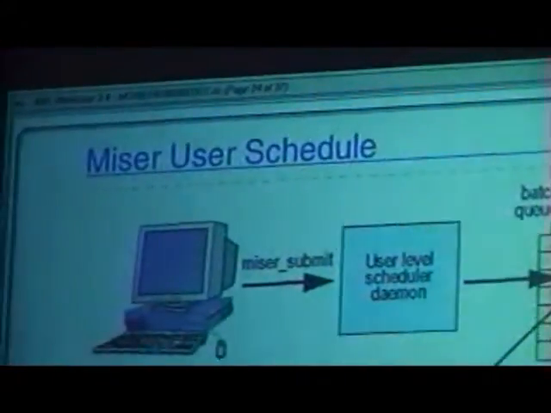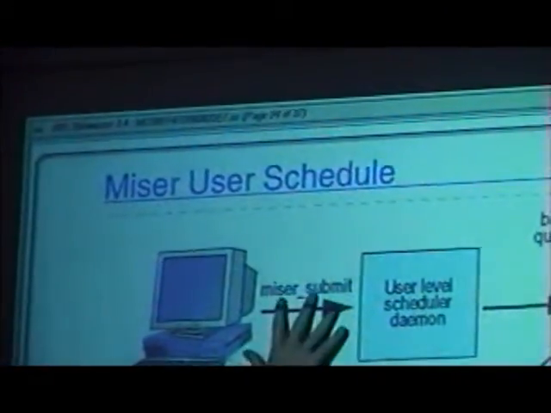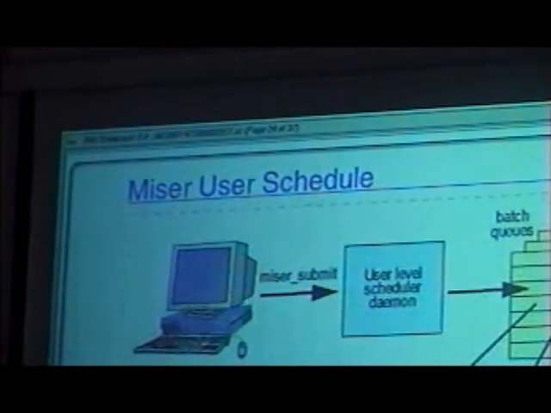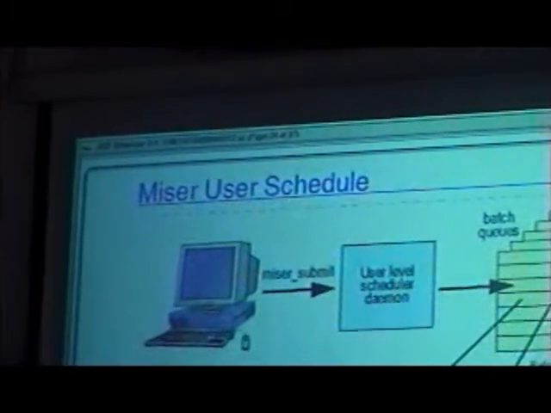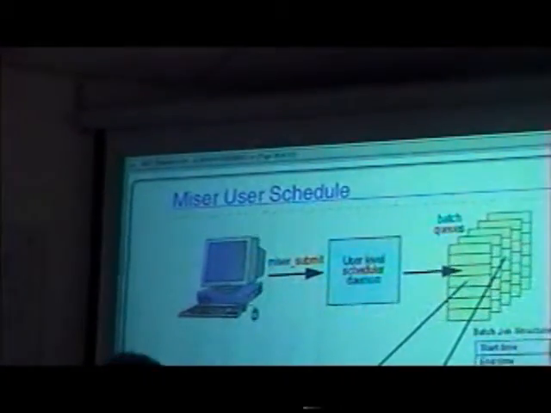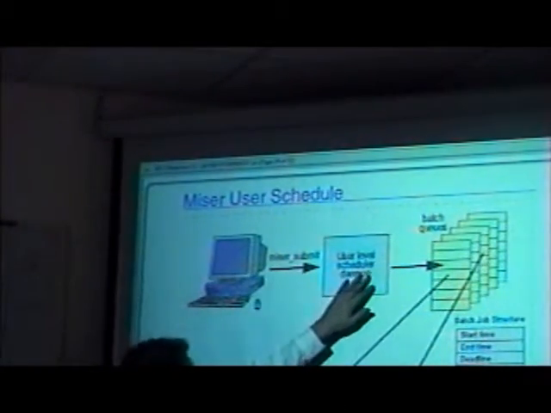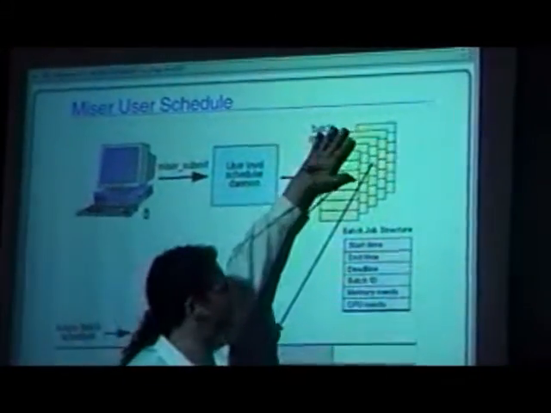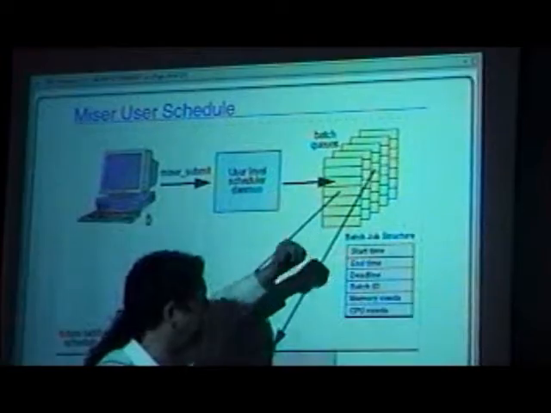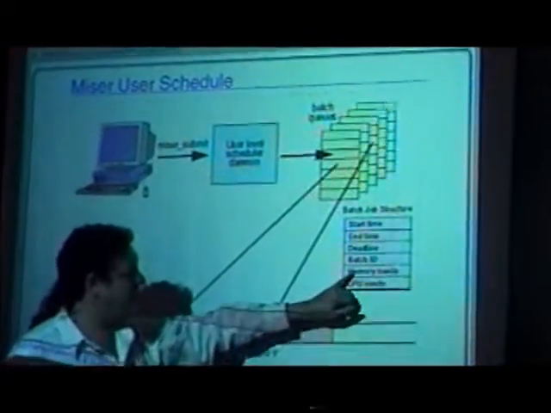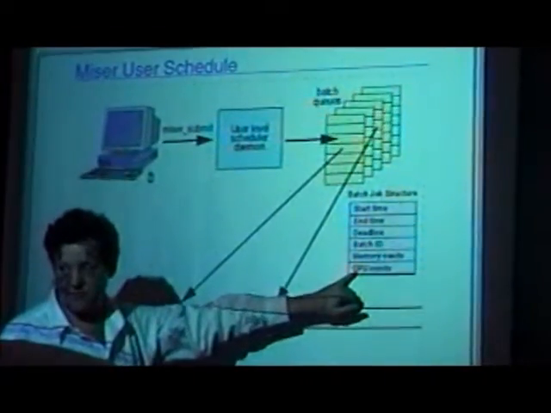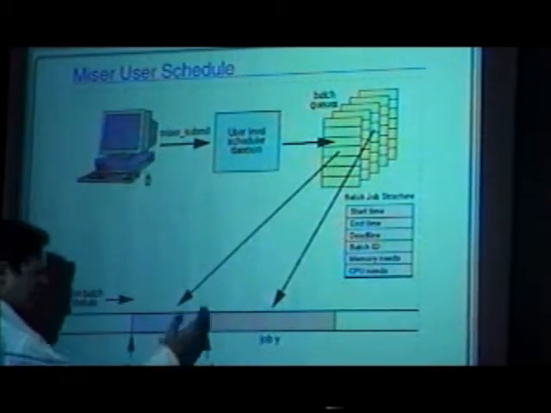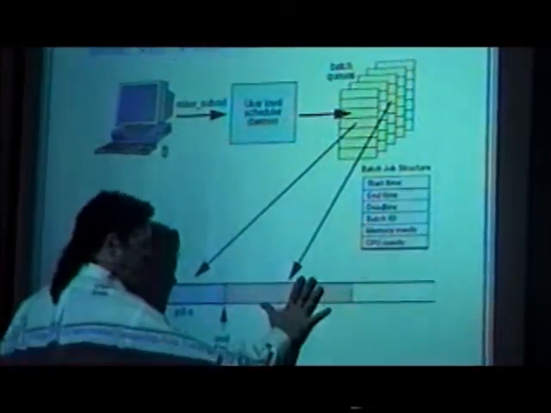So, just talking about Miser now, I submit work to Miser with the miser submit command. And NQE is doing the same command. NQE will use the miser submit command to talk to Miser. It then talks to the Miser daemon through a system call. The Miser daemon goes to a reservation book and then figures out what my start time and end time is going to be and how much memory and how much CPU I need. And it then packs the jobs in. So it says job X will start here and end here, then job Y will start right after it.